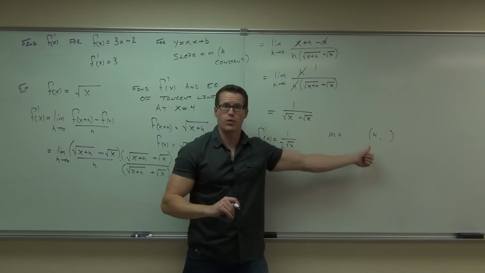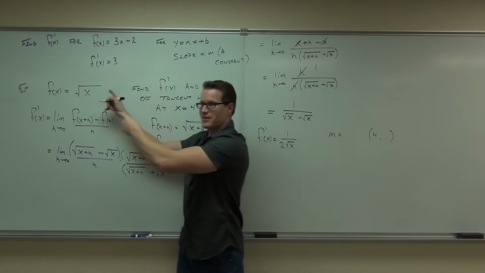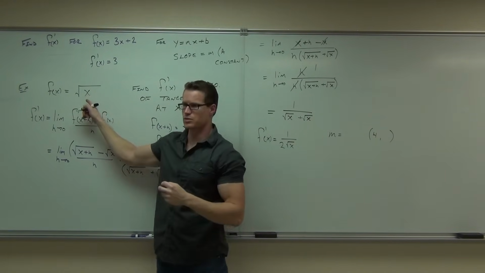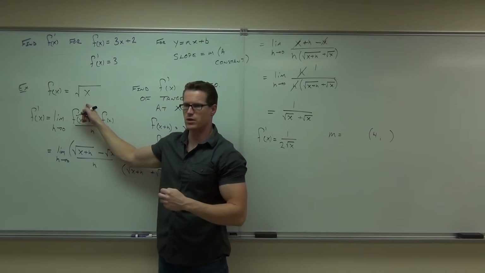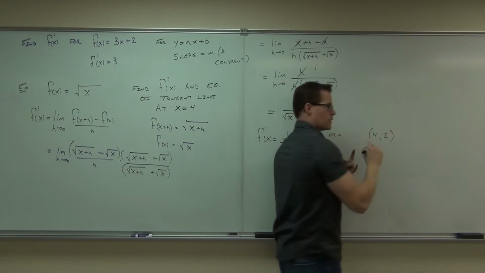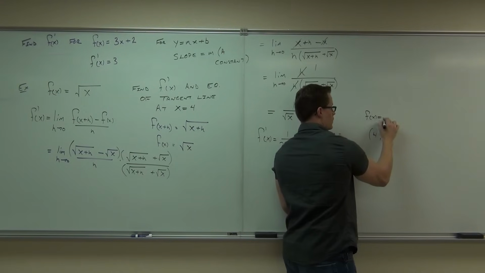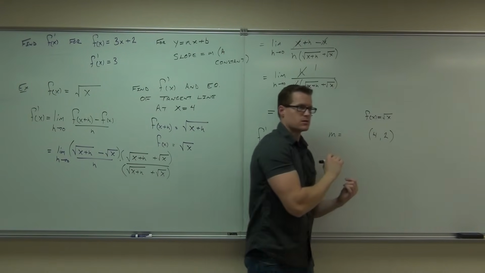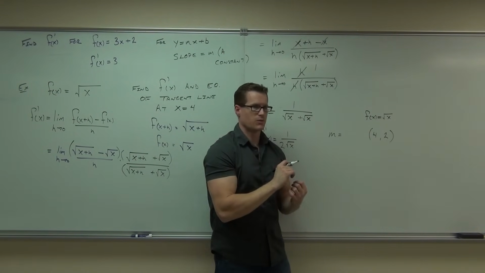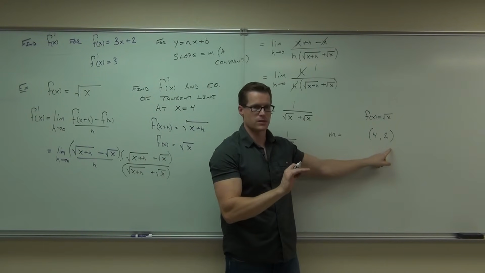Good. What gives you points? Your original function. Where am I? Right there. That gives you points. Plug it in here, this will give you points. So plug in 4 here, what do you get? So this is the point 4, 2. Are you okay with that? Remember, our function was simply the square root of x, right? Square root of x says if I plug in 4, I'm going to get out 2. That gives me the point.